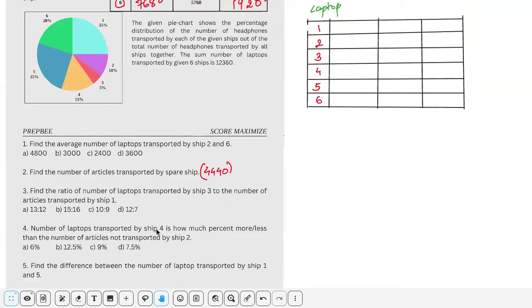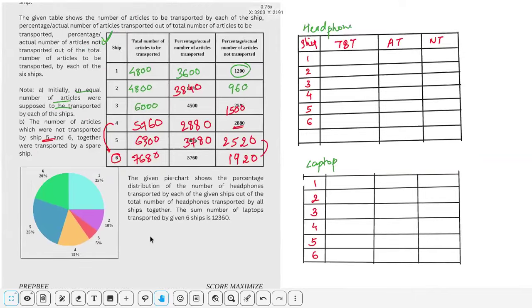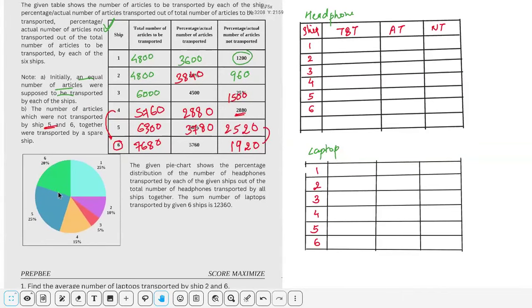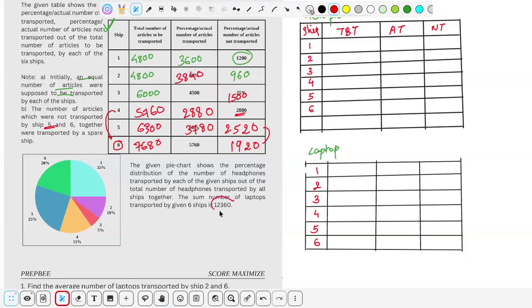Okay, transported by ship 4 is how much percent less? Okay, this laptop, because I have to find laptop. So before we go for laptop I have to find this value too, right? Also it is given that these numbers are the total number of laptops.